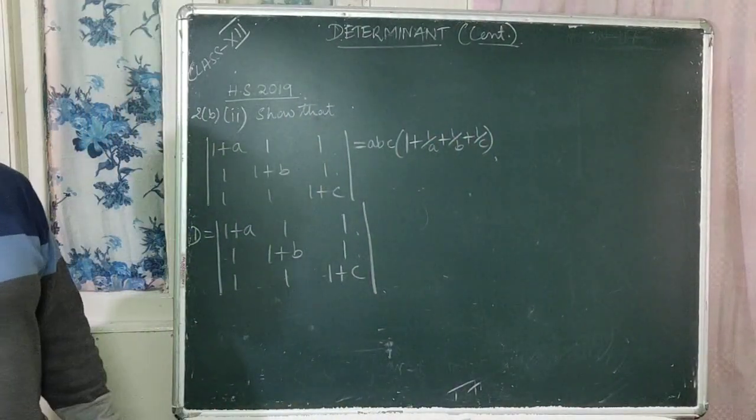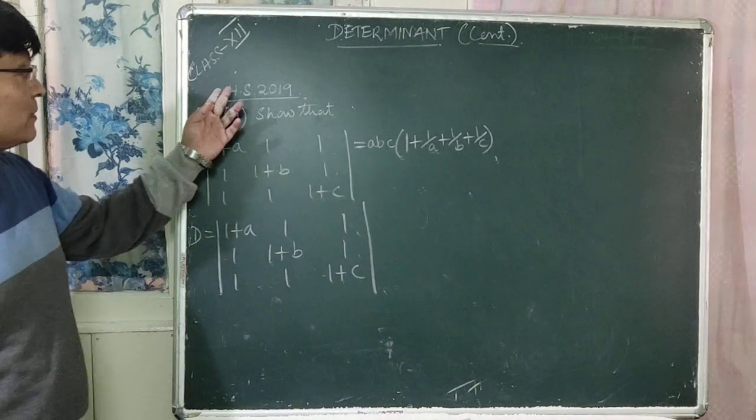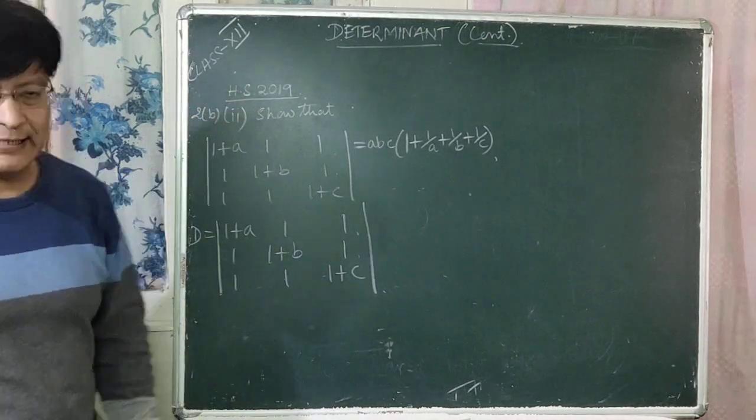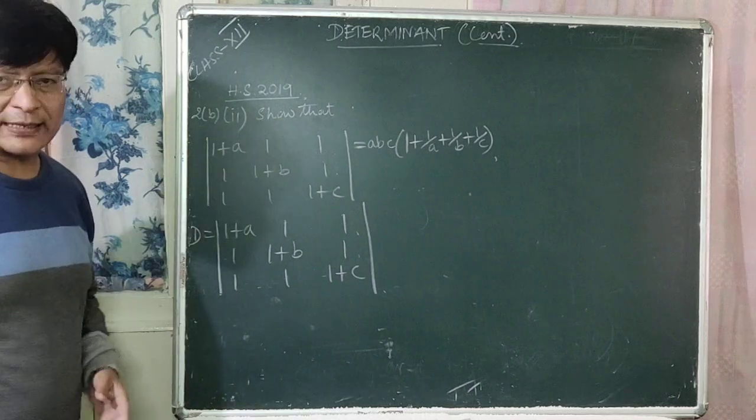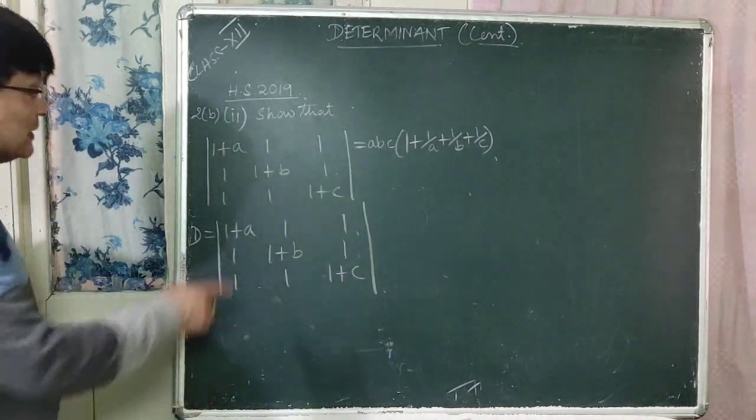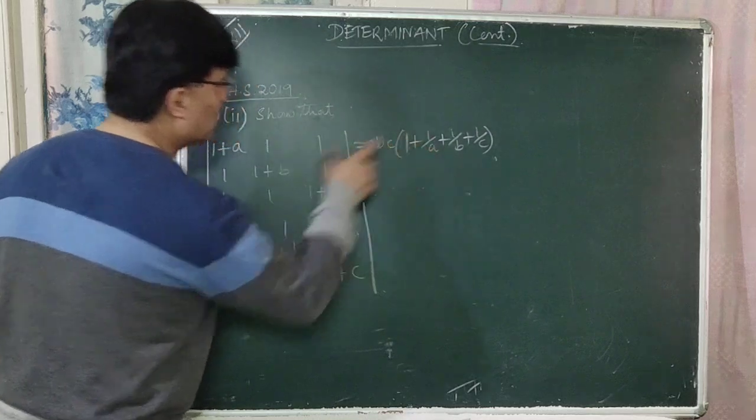Now we are doing the next question, that is from Higher Secondary 2019. The problem number is 2B number 2. You have to show that, you have also to prove that this determinant is equal to this expression.